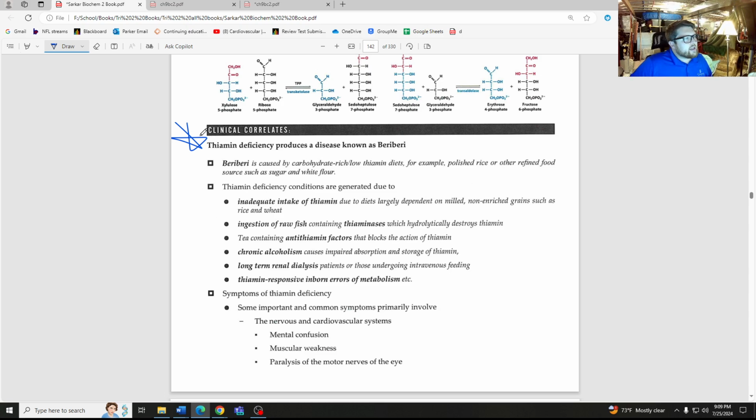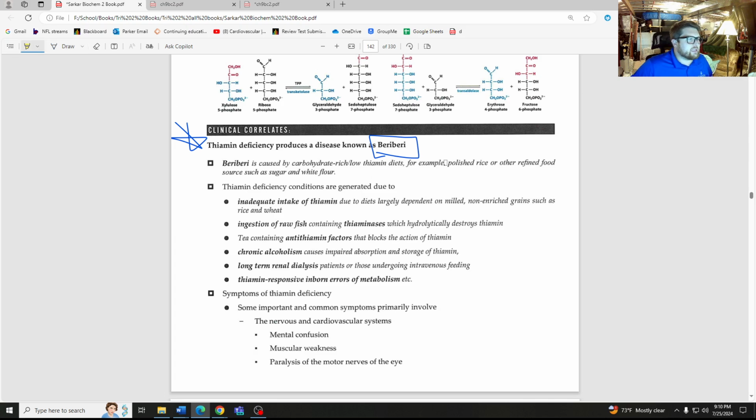So thiamine deficiency produces a disease known as beriberi. It's caused by a carbohydrate-rich diet with low thiamine, for example, polished rice or other refined food sources such as sugar and white flour.